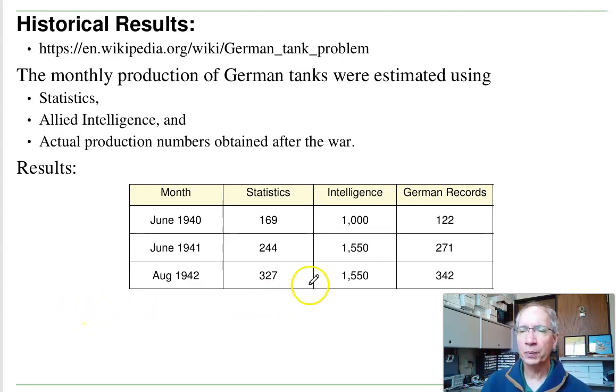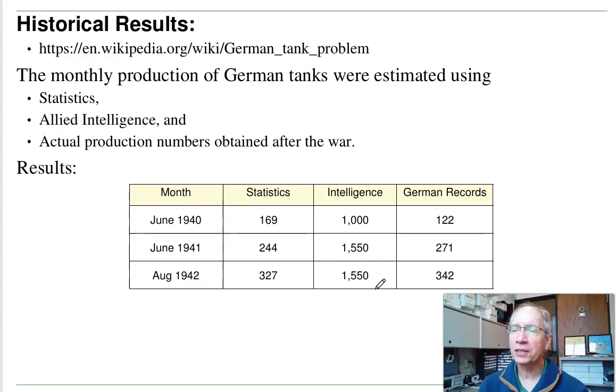Intelligence was saying that the Germans were building over 1,000 tanks every month, and likewise there'd be thousands and thousands of tanks the Allies would have to deal with. Based on statistics, it looked like the Germans were only building about 169 tanks, 244, 327 tanks during these months. Once the war was over, we went through the German archives and looked at how many tanks the Germans were actually building. And here's the actual number based upon German records. These statistics actually gave better information than Allied intelligence.